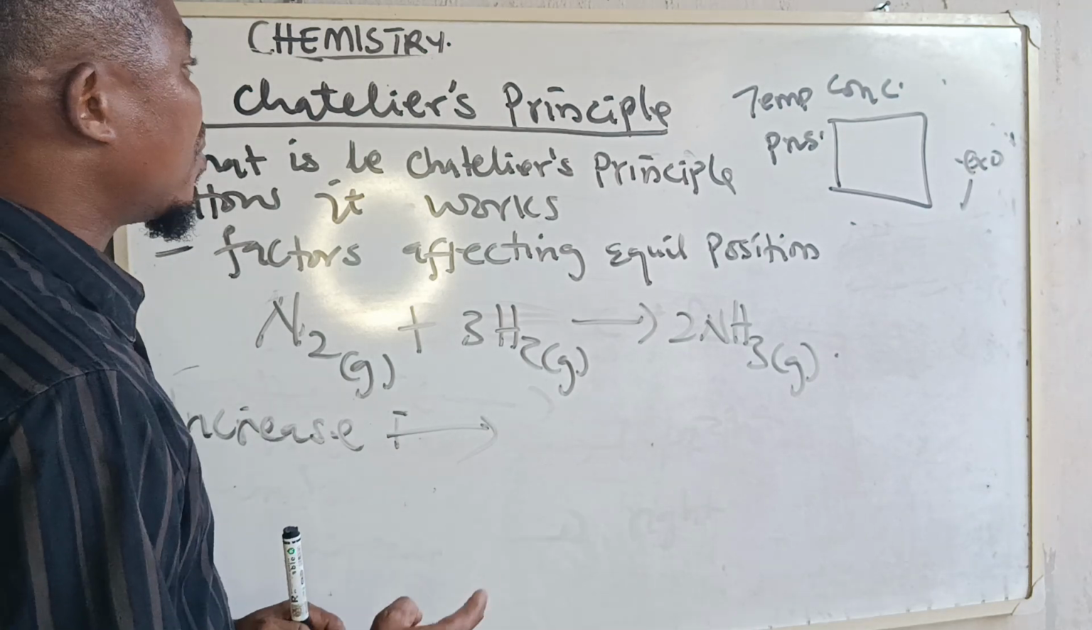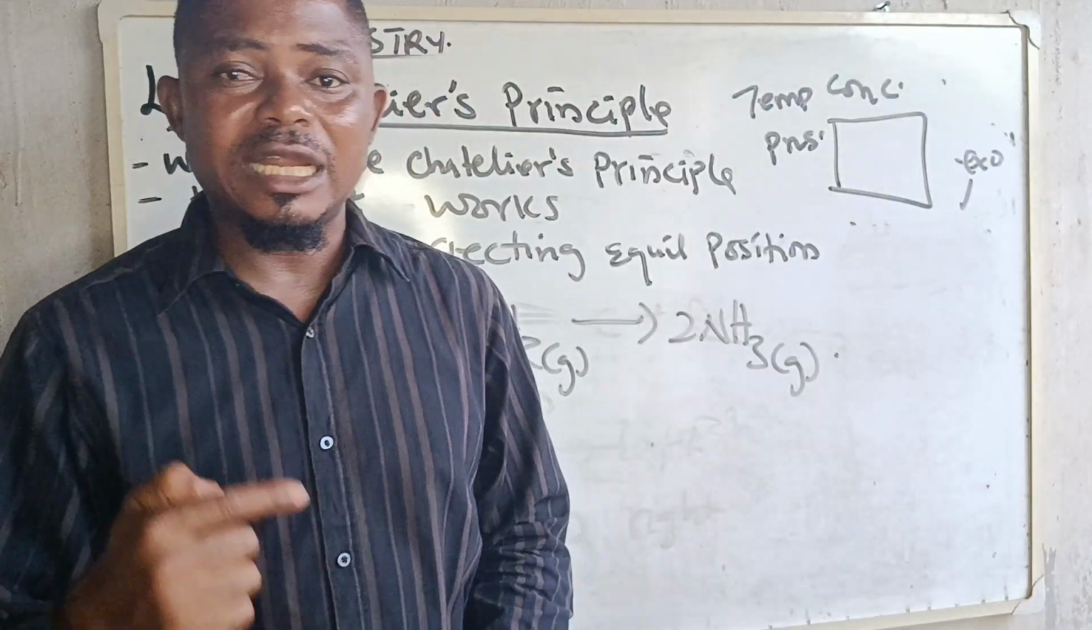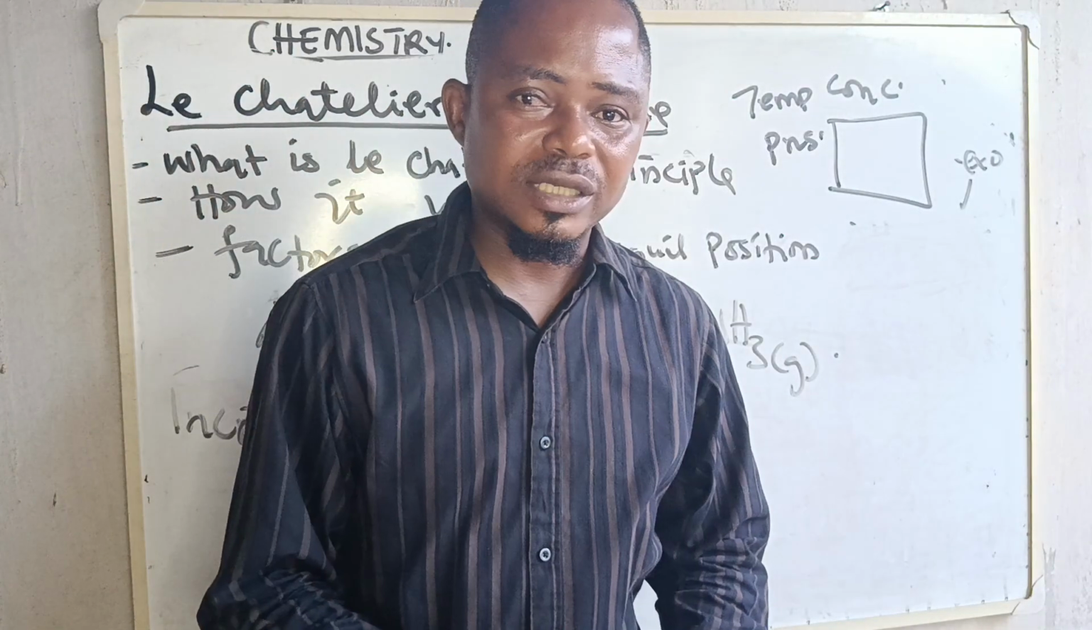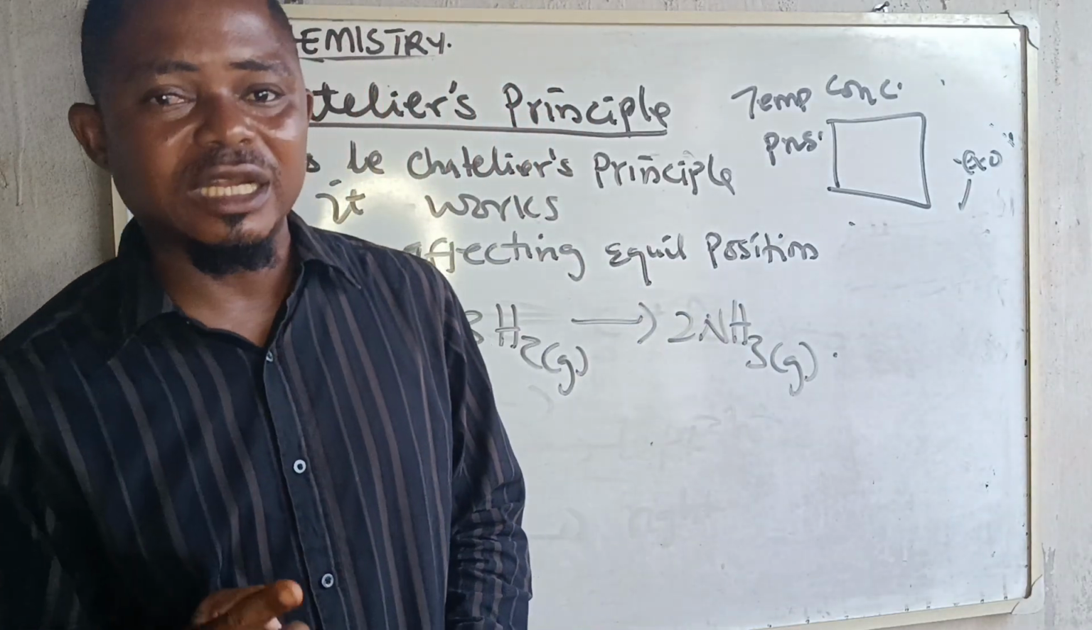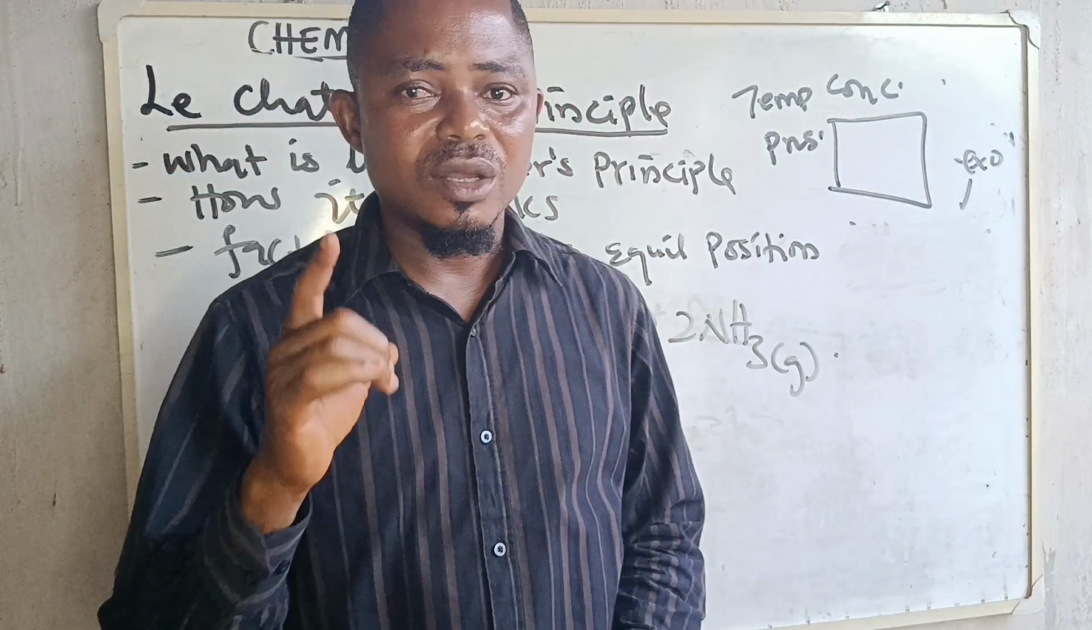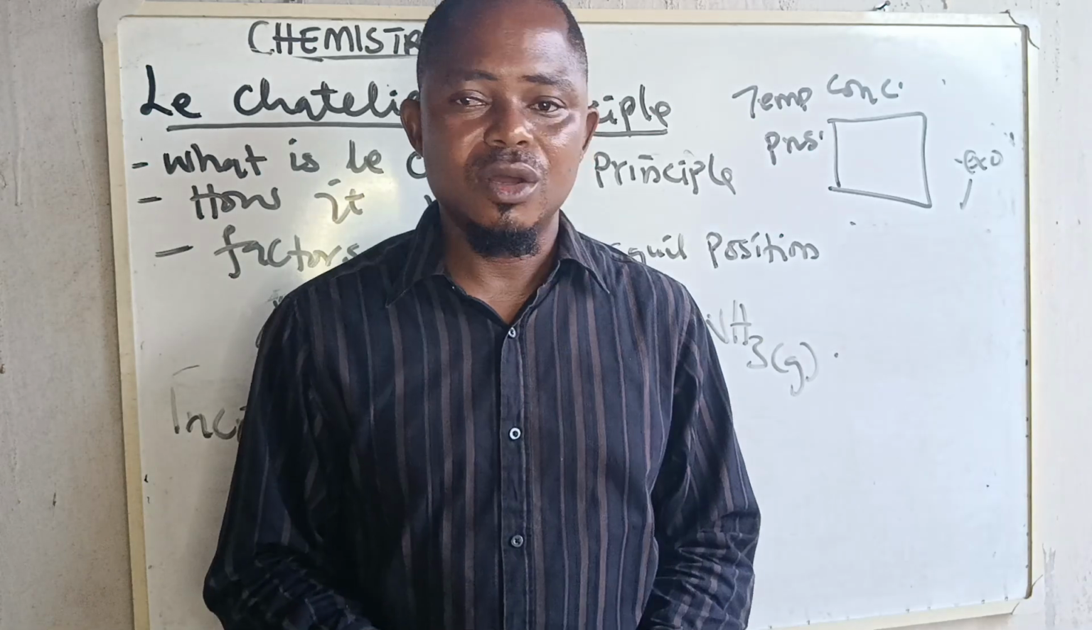So to recap, we discussed what Le Chatelier's principle is and how it works. The factors that affect equilibrium are temperature, concentration, and pressure. All right.